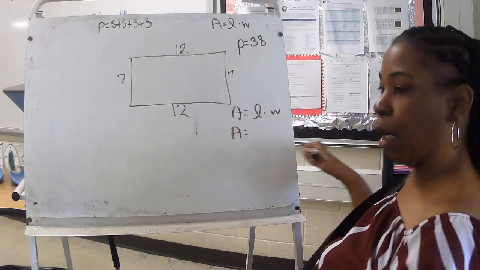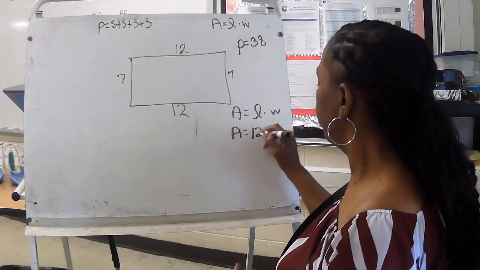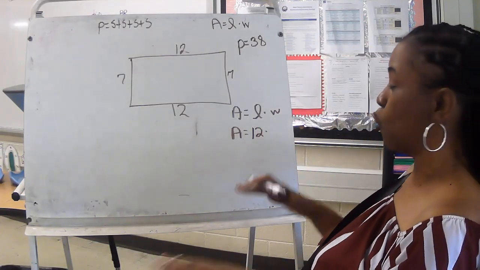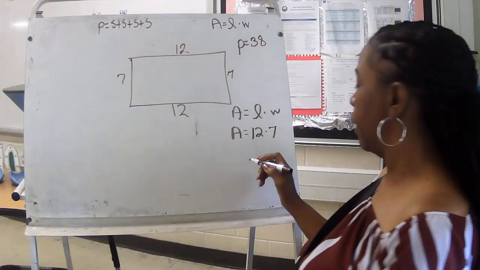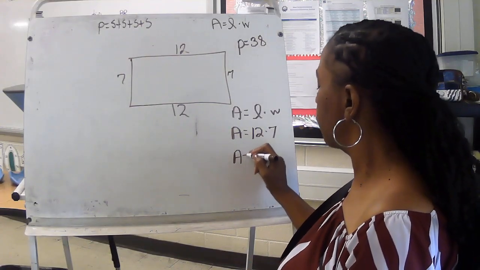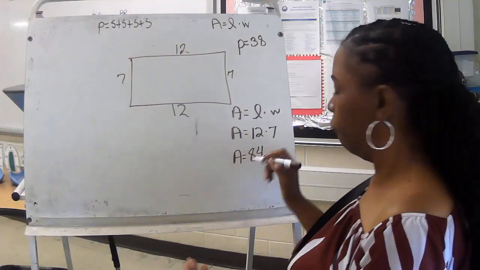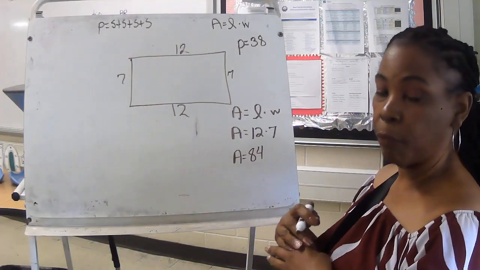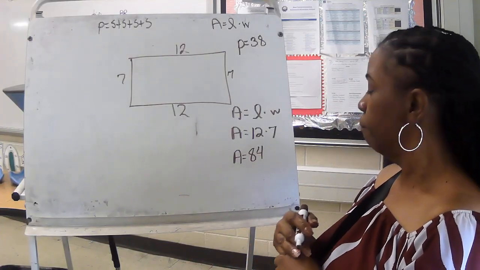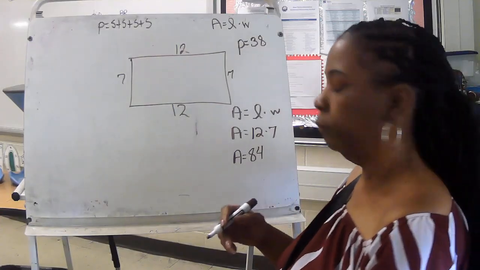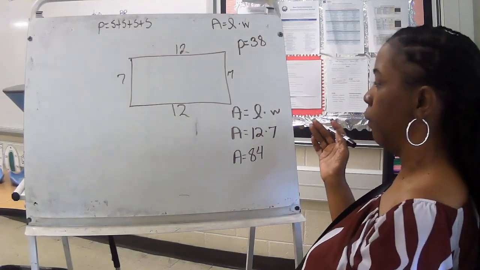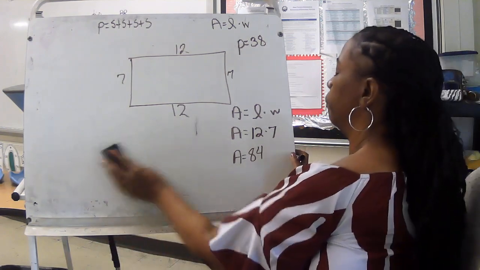Our length or our long side is 12. Our width or how wide or how short it is, 7. And so what is 12 times 7? Area equals 84. Because 12 times 7 is 84. Okay? And there you go with that. So that's the area and perimeter of this rectangle.